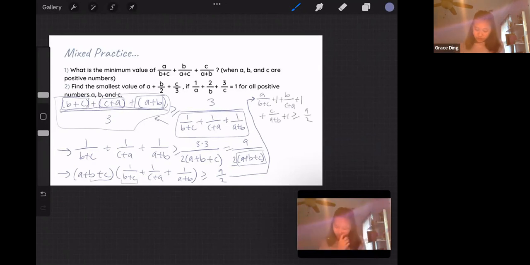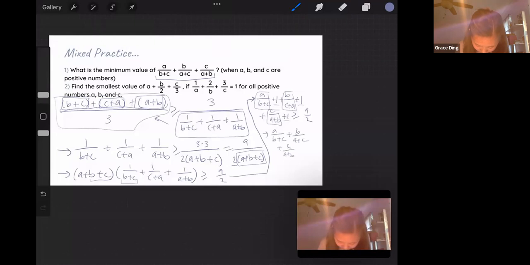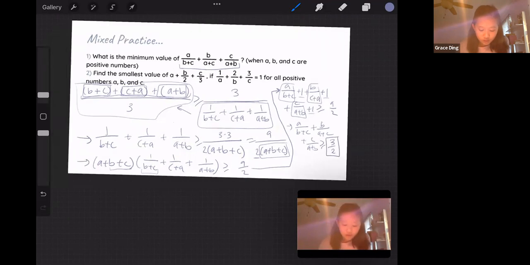Okay. So now, as you can see, we already have these 3 terms. So we just have to subtract these 3 ones. So our original equation is more than or equal to 9 over 2 minus 3, which is 3 over 2. So the answer is 3/2. So that's the first problem.